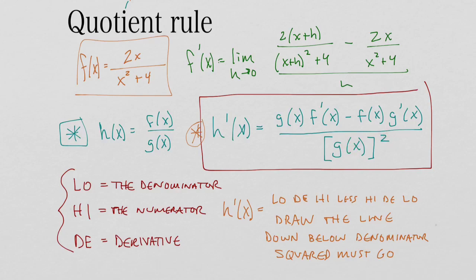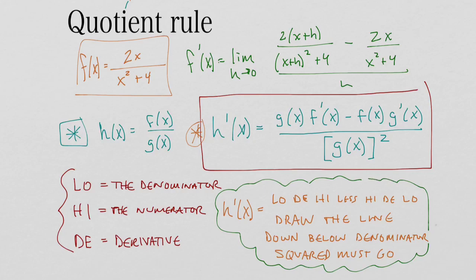This, my friends, is the quotient rule, and if you learn this little poem, you will never again suffer the wrath of the limit definition of a derivative for a fraction, which is good news. Low, D, high, less high, D, low, draw the line, down below, denominator squared must go. Memorize this, learn this, know this, never forget it. Maybe we'll put it to a tune later.